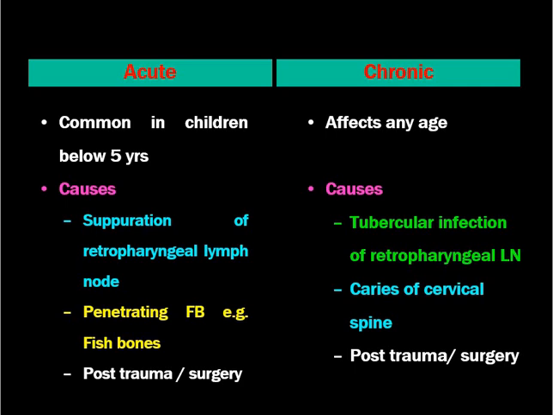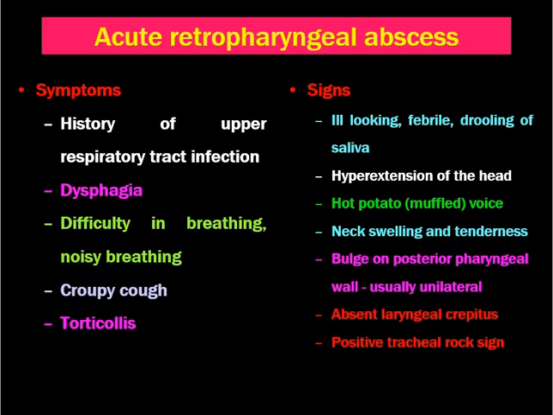Important question in the viva: why is acute retropharyngeal space abscess common in children? The most common cause is suppuration of the retropharyngeal lymph node of Rouviere, which is common in children below 5 years of age. The node subsides after 6-7 years. Therefore, acute retropharyngeal space abscess is common in children below 5 years of age.